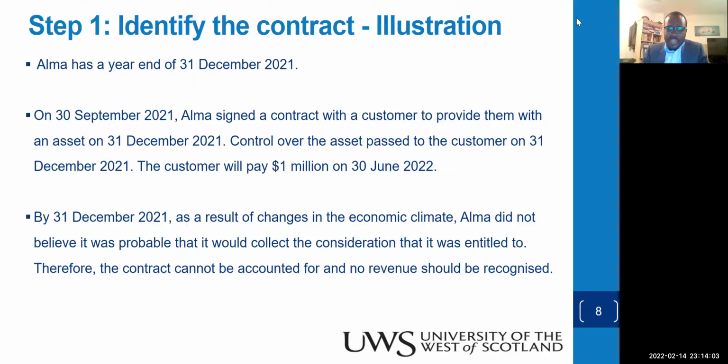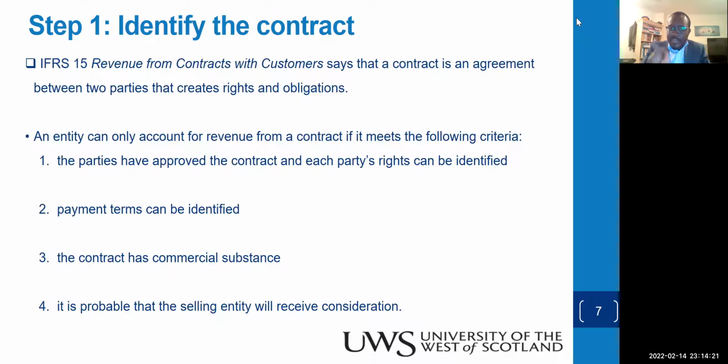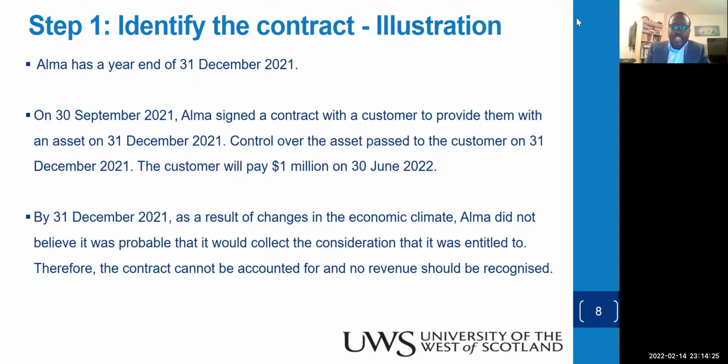Okay. Here we are saying that, listen, given that it is probable that we cannot collect the consideration we're entitled to, we say that contract cannot be accounted for and no revenue should be recognized. So ensure that all these four are met in the contract. Once they've established that we cannot claim the money because these guys have gone bust, what do we do? You cannot recognize revenue.